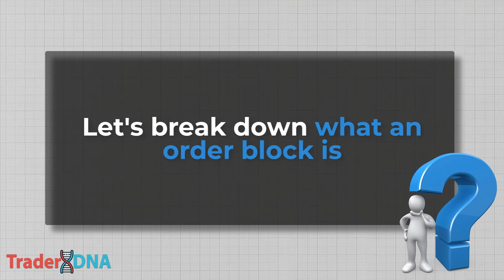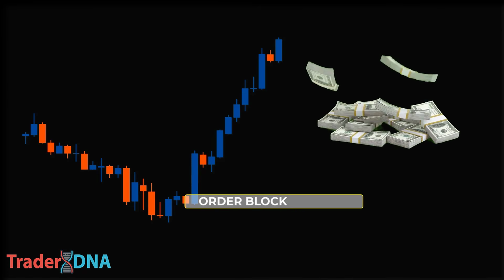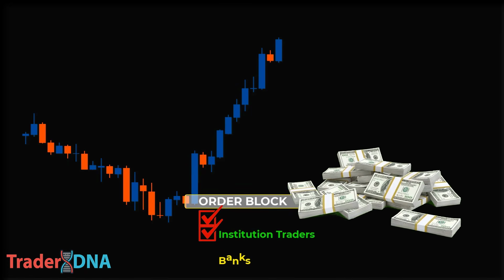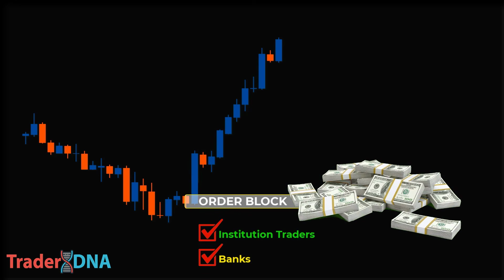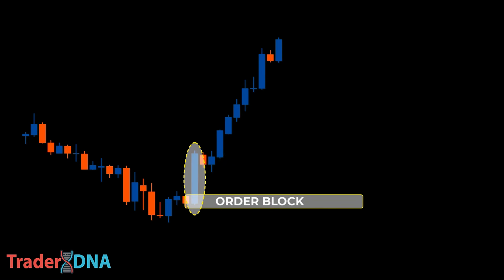An order block is a key zone on the chart where a large amount of money has been traded, often by big institutions or banks, also known as smart money. Because they trade with huge capital, their actions can create noticeable price movements. So when you see a sharp price move from a certain area, like this one, it might be a sign that smart money has made a move. Large buy orders push the price up quickly, and the area where these trades happen is called an order block.